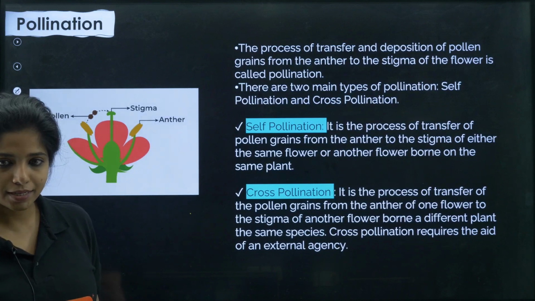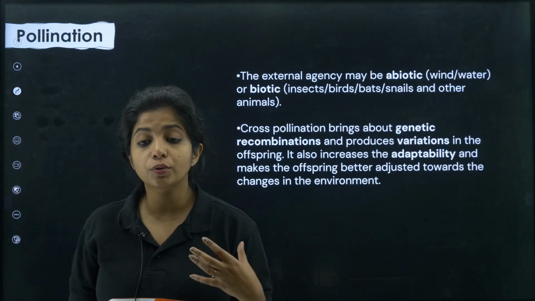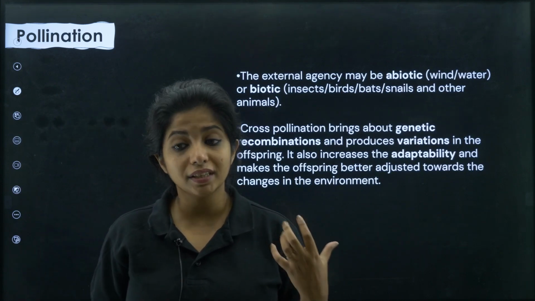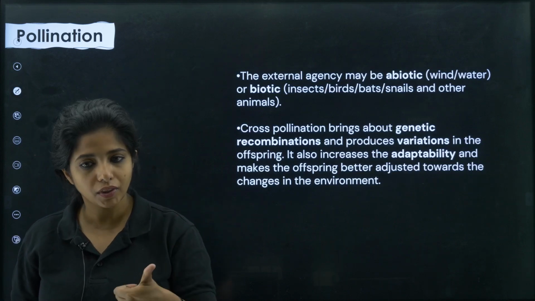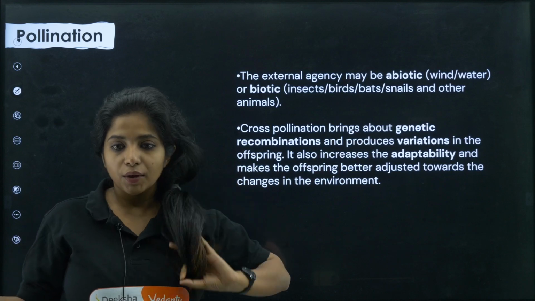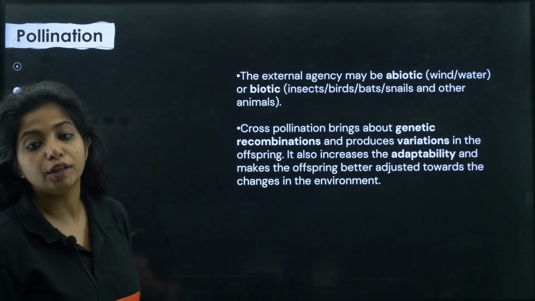Okay? Now, there are external agents also which you need for pollination. These are known as pollinators or basically pollinating agents. So, you have abiotic agents such as wind and water, and you have biotic agents such as insects, birds and things like that. Cross-pollination will bring out more genetic variation, as I already told you.